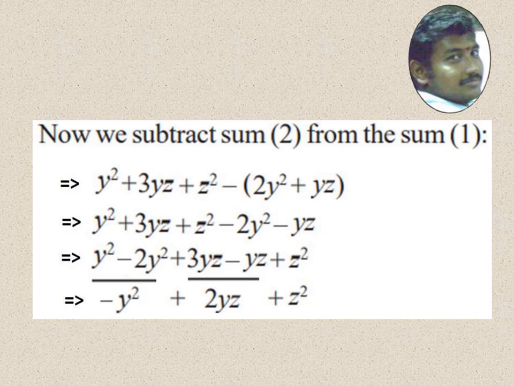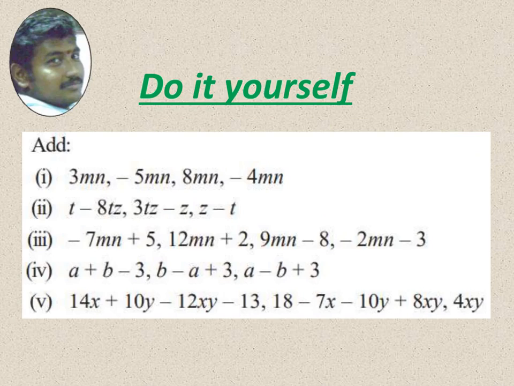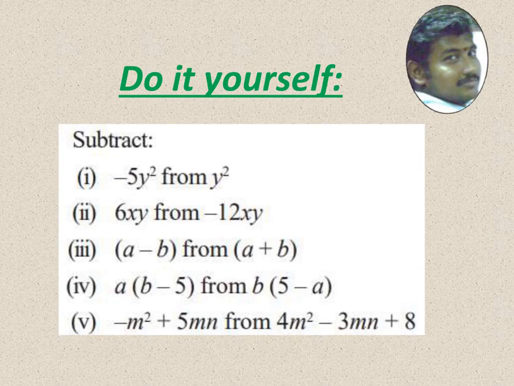Here also, like terms y square, minus y square we will get. Yz, when you do minus, likewise we get. The same way you can proceed to solve the given sums. You can do it yourself. First you have to make like terms, group the like terms. Based on like terms, you only add the numerical coefficients and write them with the variables.